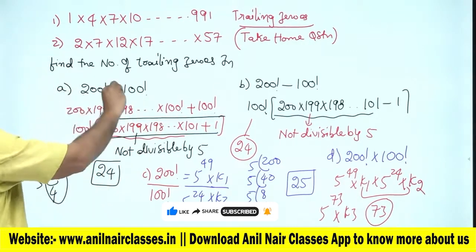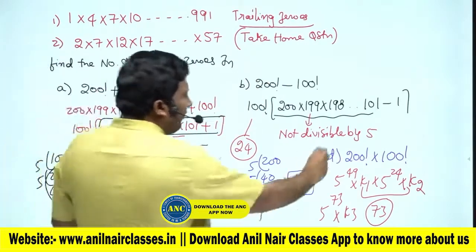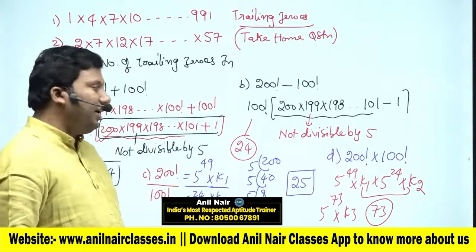Idea clear? Factorials added, factorials subtracted, factorials divided, factorials multiplied. I hope the idea is clear.